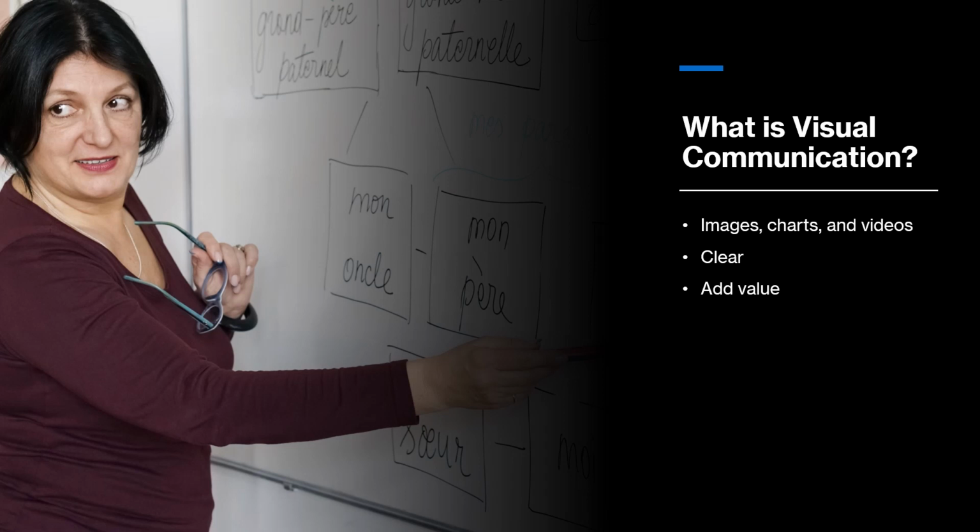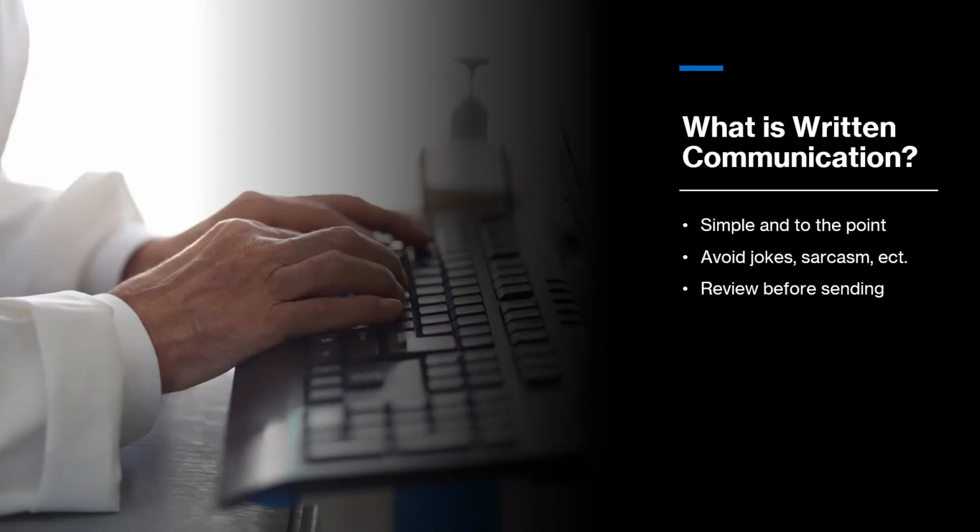What is visual communication? Visual communication involves the use of images, charts, graphs, or videos to convey information. Any visual used should be clear and easy to understand for the audience, as well as being accompanied alongside verbal or written communication. It is important that when visual communication is used, the visual adds value to the message being presented.